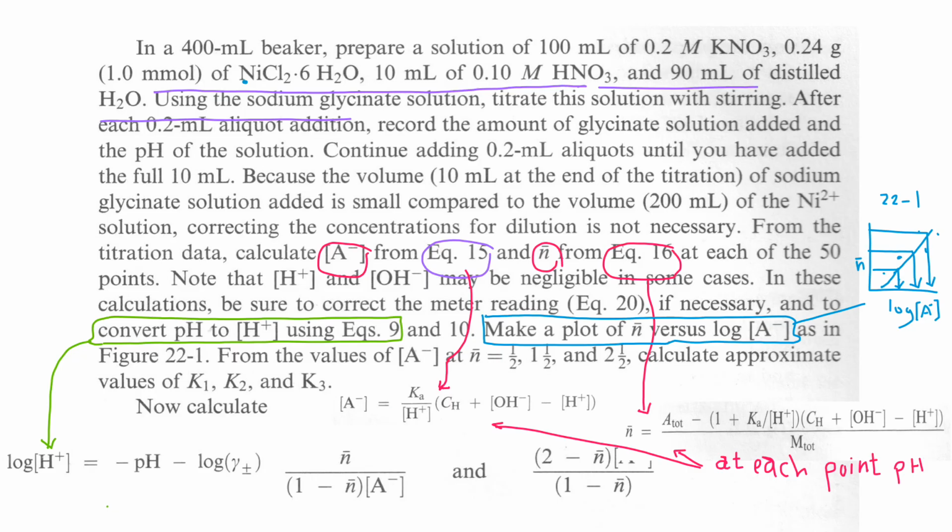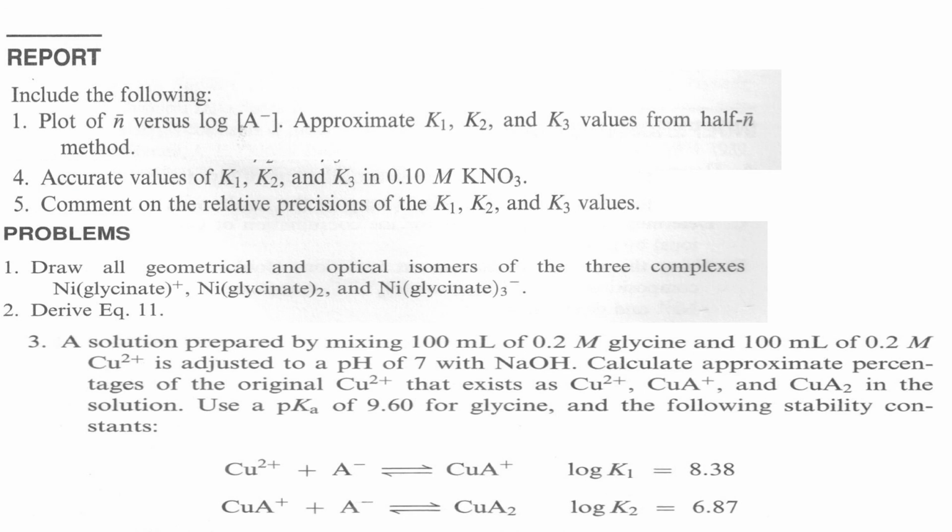Now, the report should include the plot of n-bar versus log A minus, and the values of K1, K2, K3, and you draw the structures of the complexes, and the accurate values of K1, K2, K3 at 0.1 molar KNO3, and you comment on the relative precision of K1, K2, K3.